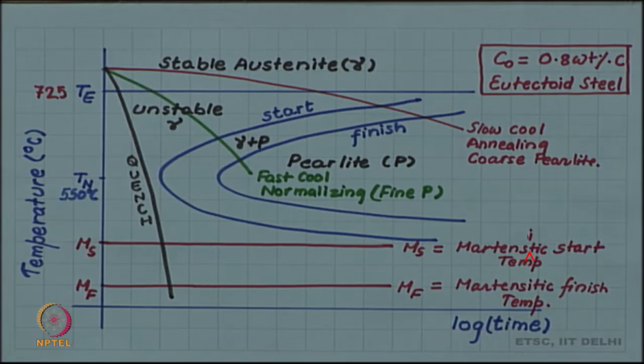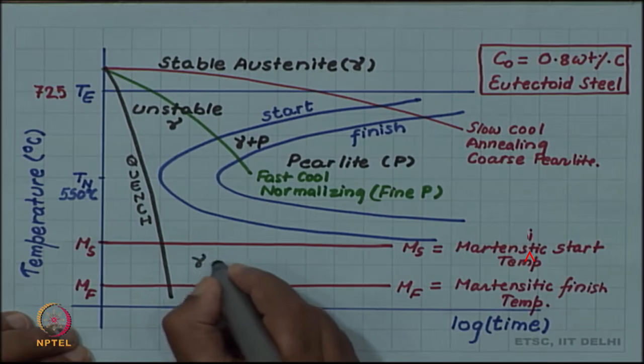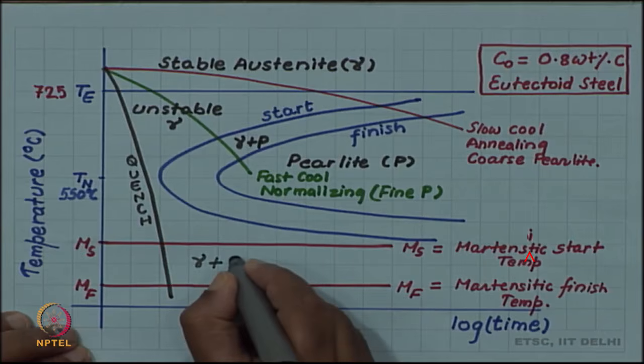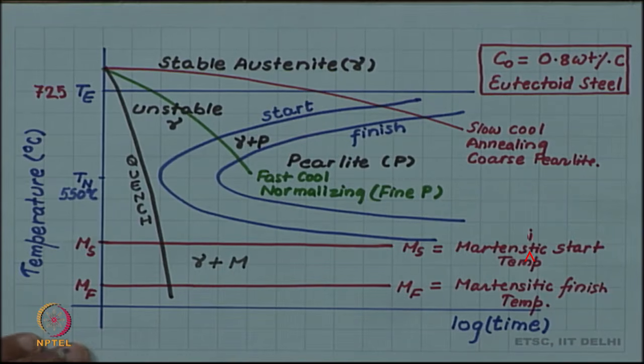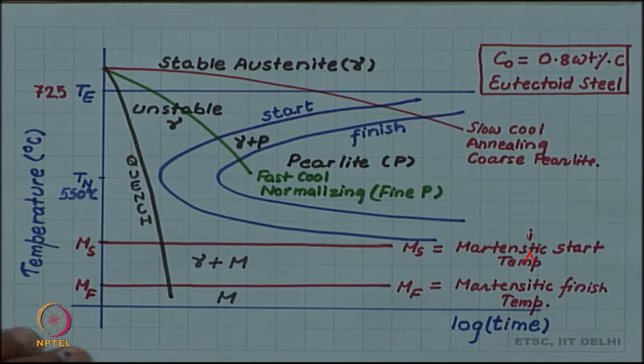So, we can write here the phase as austenite plus Martensite. I am using M for Martensite, and then below Mf you will have Martensite.